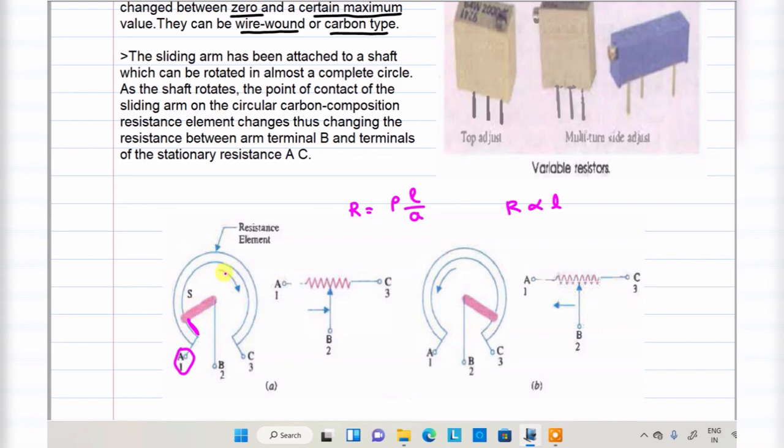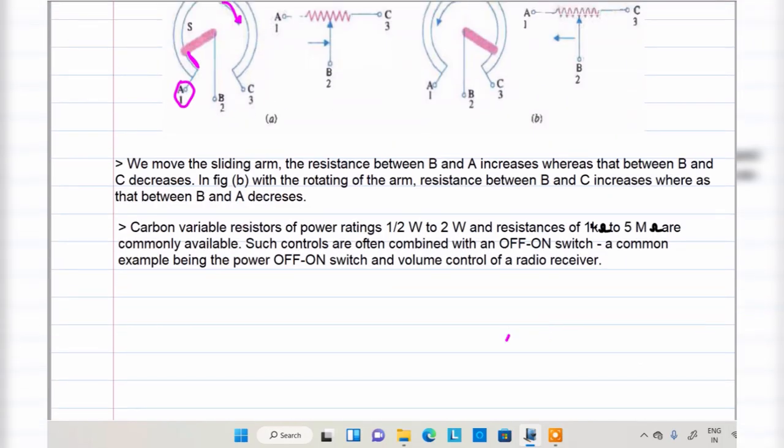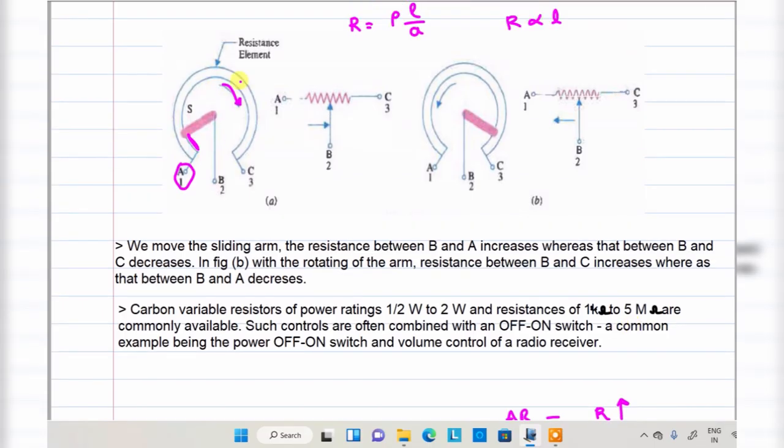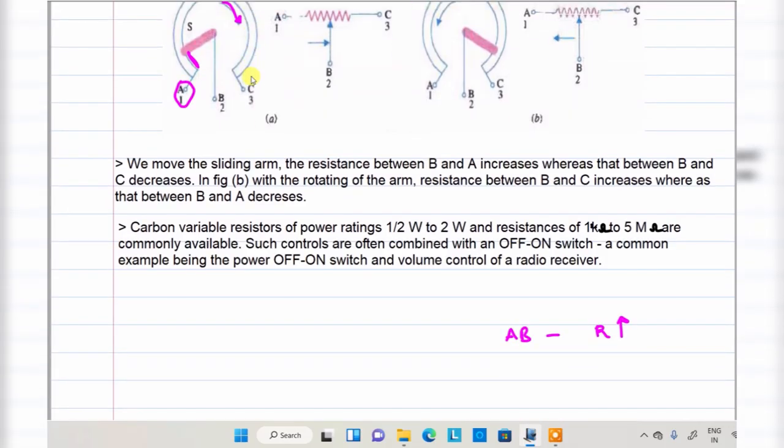Now I am moving the moving terminal towards the C terminal. Whenever it moves towards the C terminal, what will happen? The length between A and B increases. That means A and B have more resistance. If you got my point, whenever it is moving in the clockwise direction, A and B resistance increases. What about A and C? A and C length decreases. That's why A and C resistance is less.